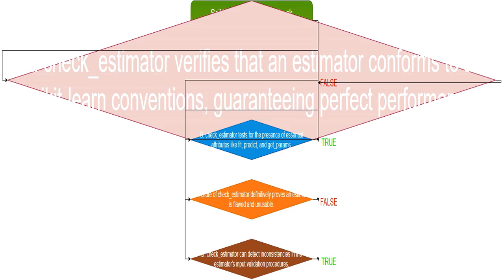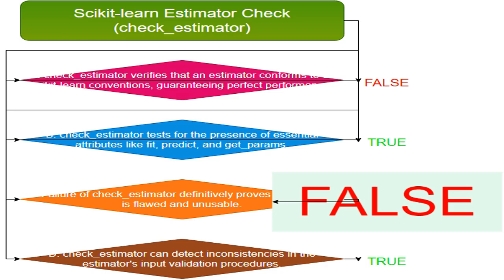The CHECKESTIMATOR function in scikit-learn is designed to verify that a custom estimator has all the necessary building blocks. It checks if the core methods like FIT, for training, PREDICT, for making predictions, and GETPARAMS, for accessing parameters, are present. It's like making sure you have all the ingredients before starting to bake a cake. This is also true.